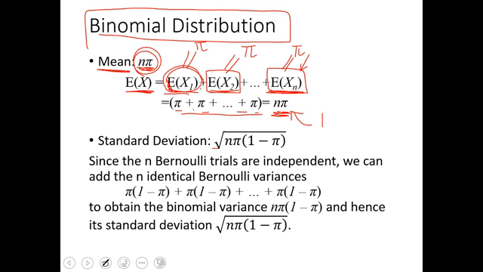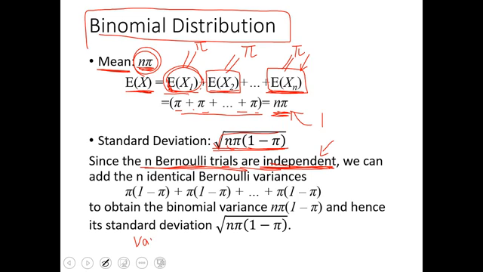The standard deviation is the square root of n times pi times 1 minus pi, because of the variance. This independence is very important, but we will study independence later. So n Bernoulli trials are independent.